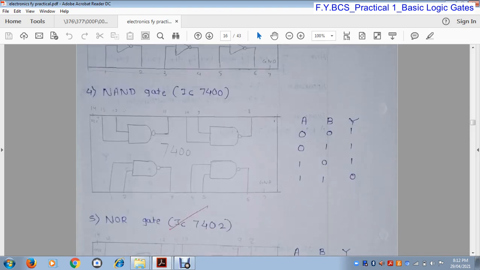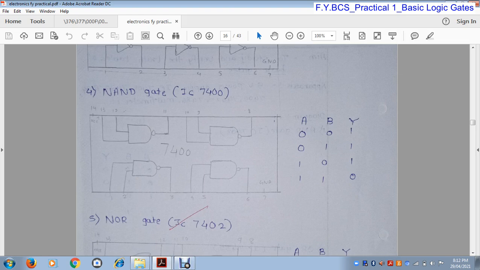Okay, the next gate is the NAND gate, and here IC 7400 is used for the NAND gate. This IC also has 14 pins. Out of these 14 pins, pin number 14 is VCC and pin number 7 is ground. So we provide the power supply to IC 7400 at pin number 14.